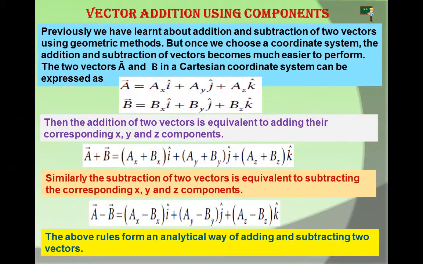Similarly, subtraction of two vectors is equivalent to subtracting the corresponding x, y and z components. A vector minus B vector is equal to (Ax minus Bx) i cap plus (Ay minus By) j cap plus (Az minus Bz) k cap. The above rules form the analytical way of adding and subtracting two vectors.